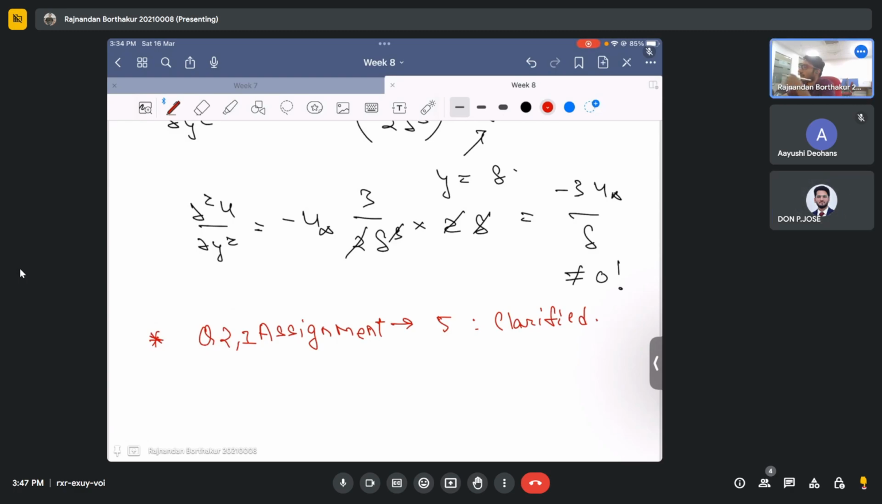Seventh question. They have given dou p by dou z is 0.4. Is it dou p by dou z itself? In the equation, it is. I think it's not dou p by dou z. So this is an equilateral triangular duct. Yes, yes. So that's a triangular duct.